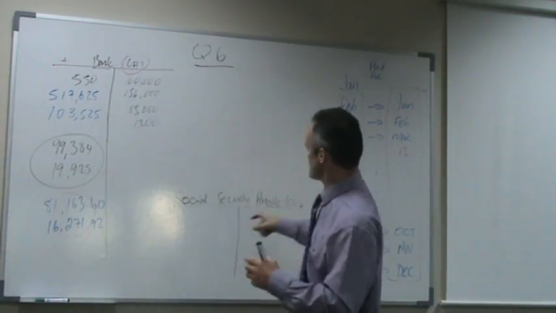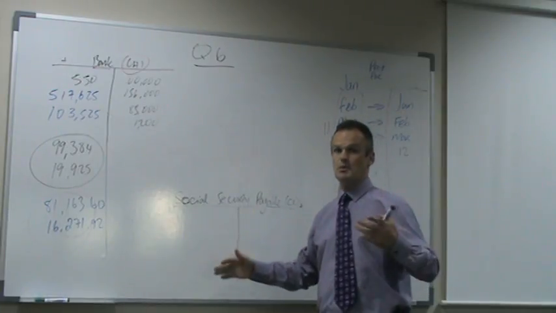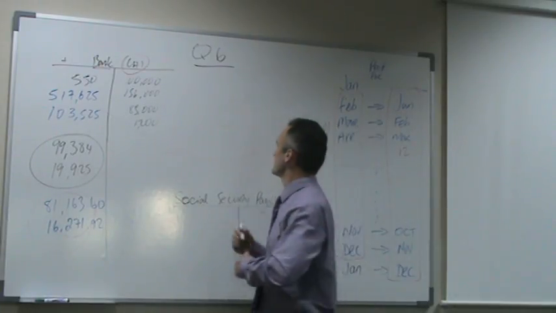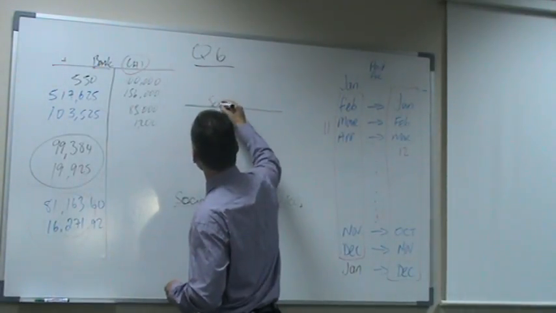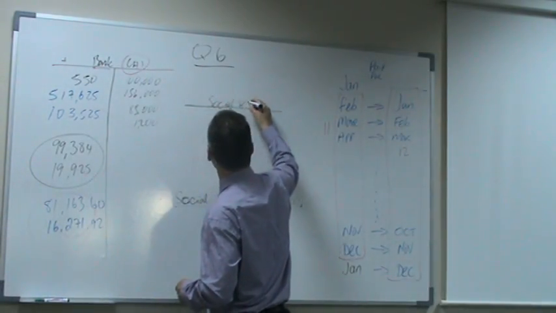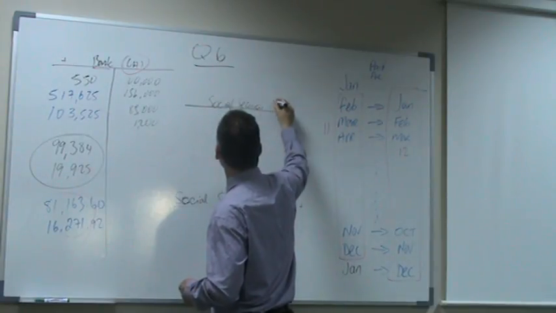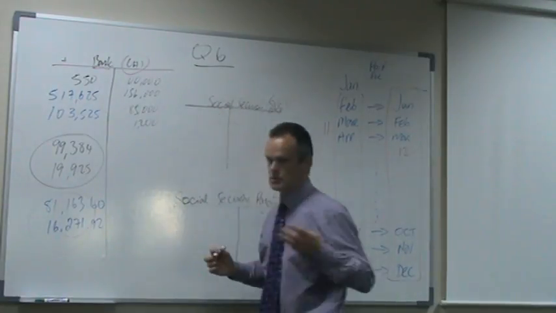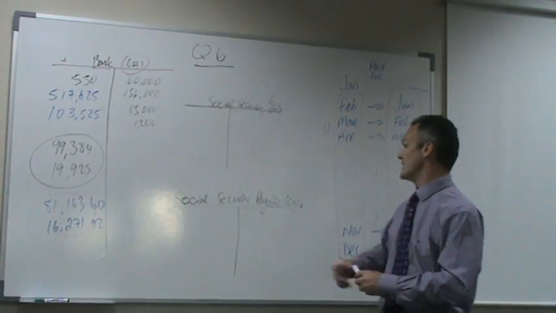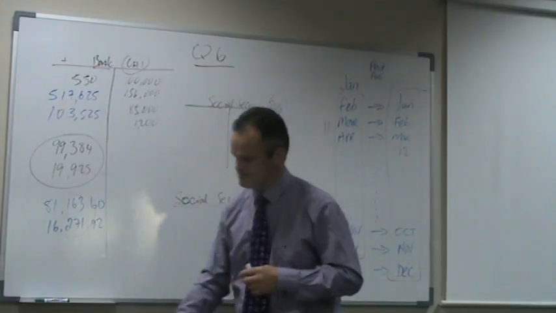So I know that all the Social Security charges have to go there, but at the moment I don't know what they are. So therefore, I'm going to have a Social Security, which again is a service cost. I mean, we need to account for the actual cost of the Social Security, because I can't pay it unless I know what it is.